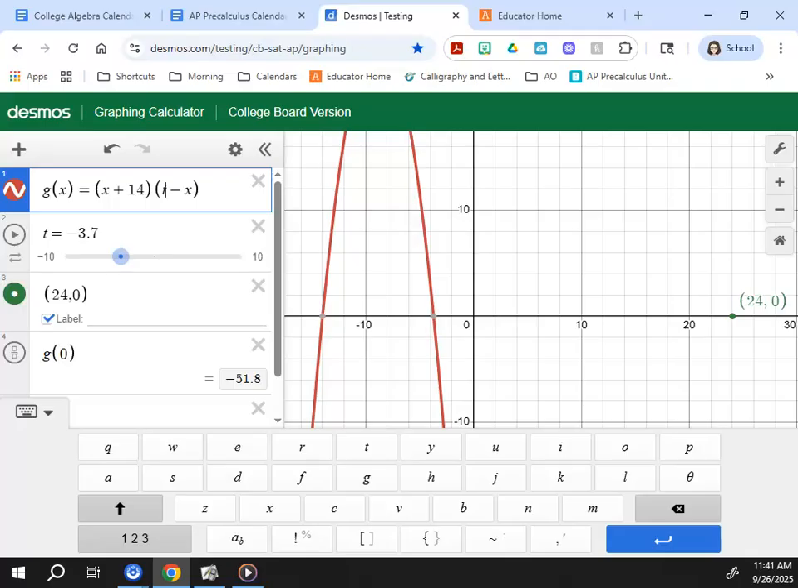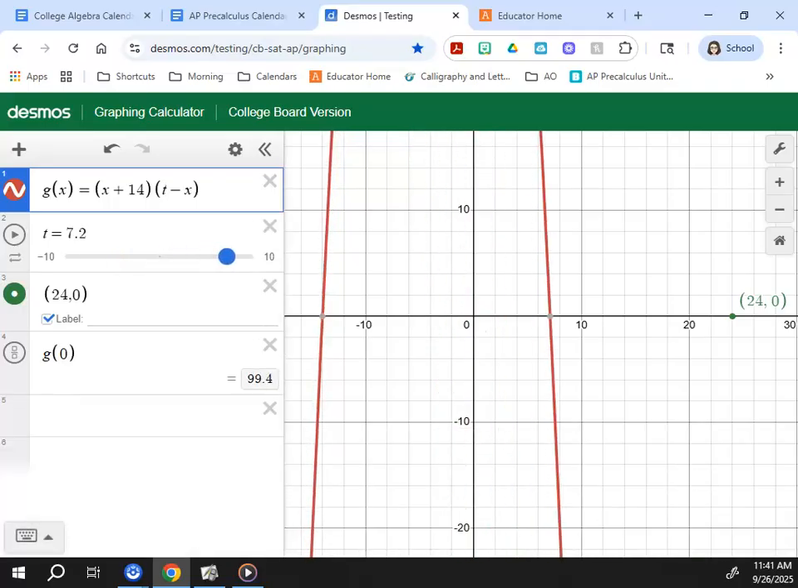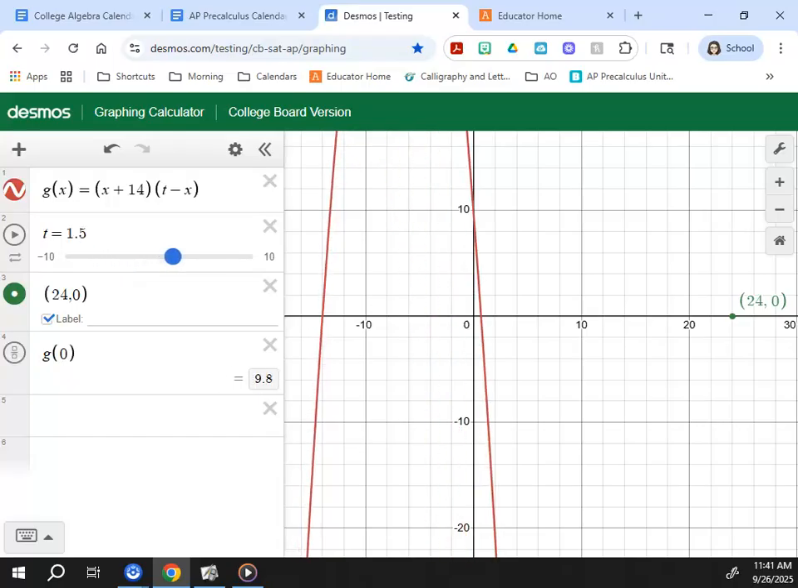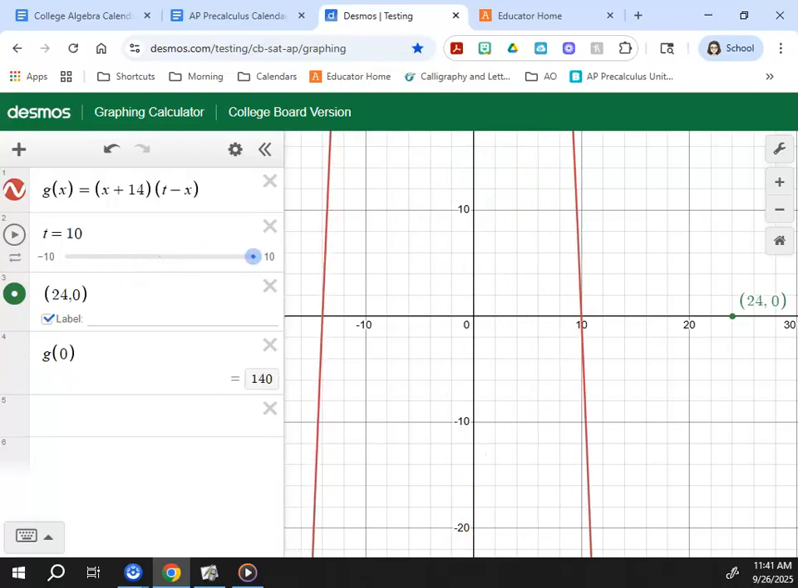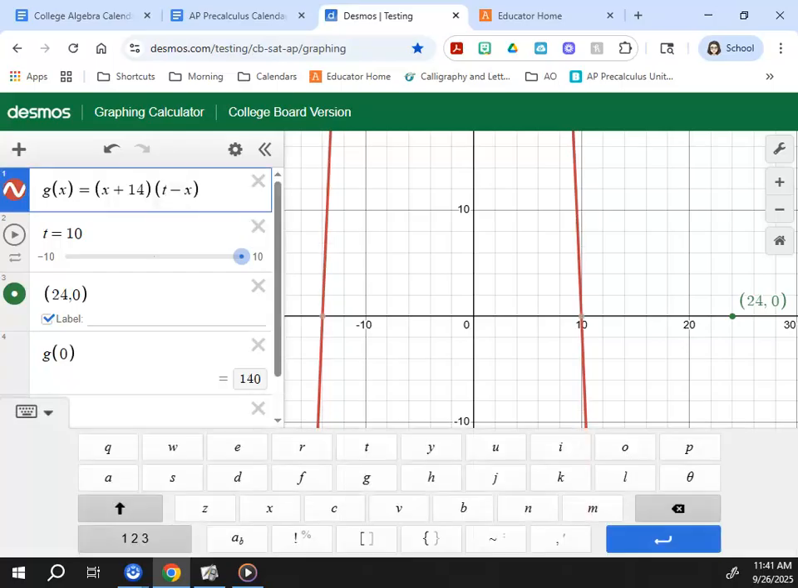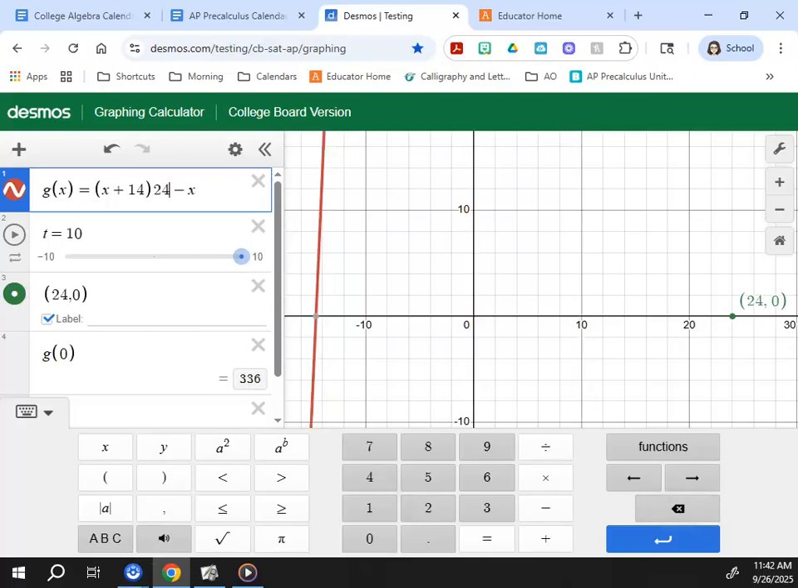t minus x. I have it in there exactly like it was, right? And I know it's supposed to go through 24, 0. When I move my slider, it changes the value of t. When t is 10, it goes through 10. I want it to go through 24, so I'm going to go ahead. I can't make it go to 24, but I can go ahead and change it to 24. So now my function goes through 24 like I want. g of x is that function. I want g of 0. It calculates it for me, and it's 336. And it'll just do it for me.